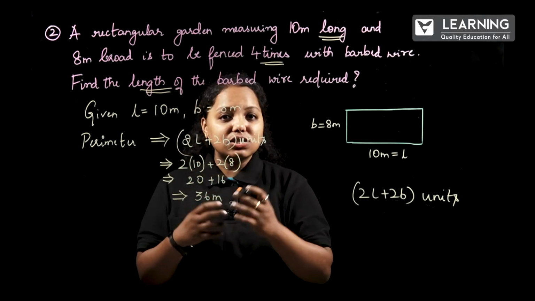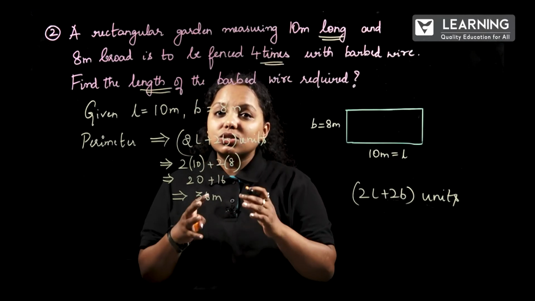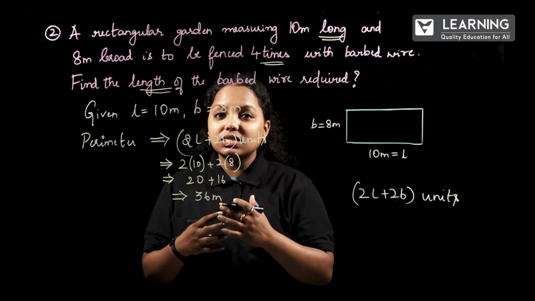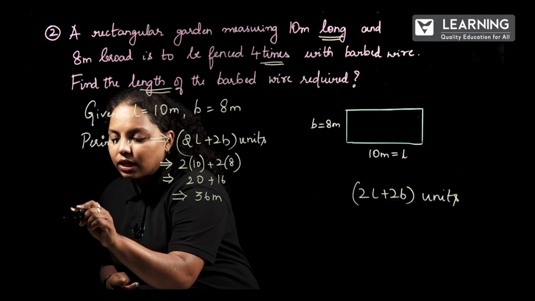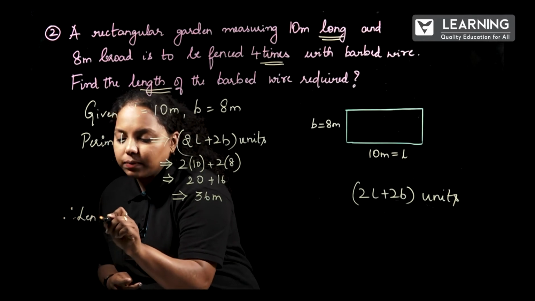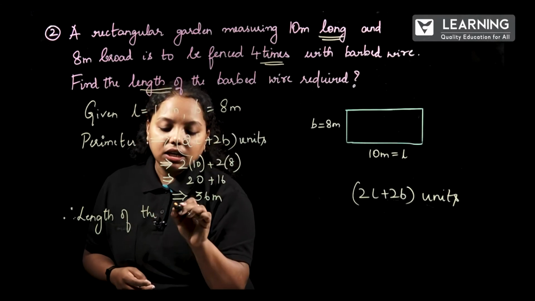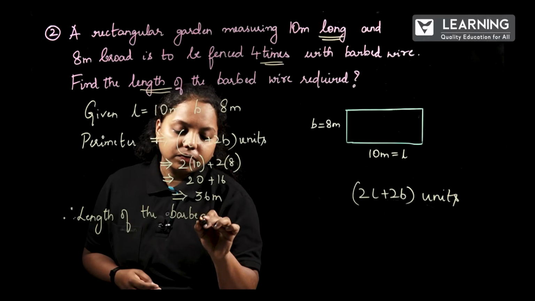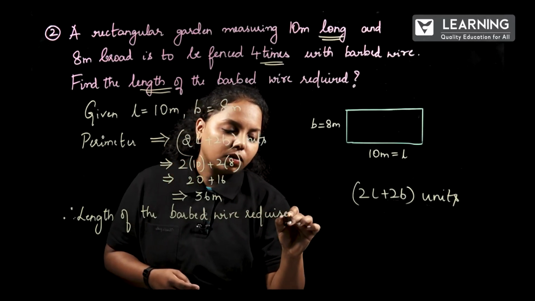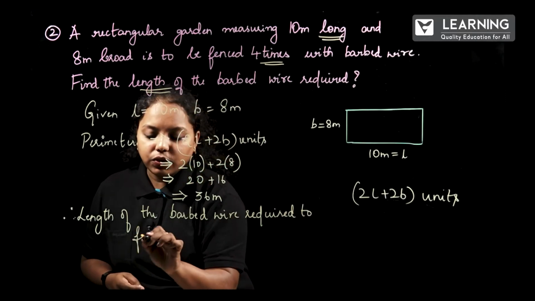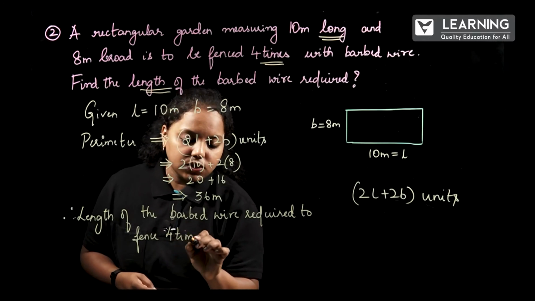My answer is over? No. You have to find the length of the barbed wire, which is to be fenced 4 times. Times is nothing but the multiplication operation. That is what we will be writing. So, therefore, length of the barbed wire required to fence 4 times.